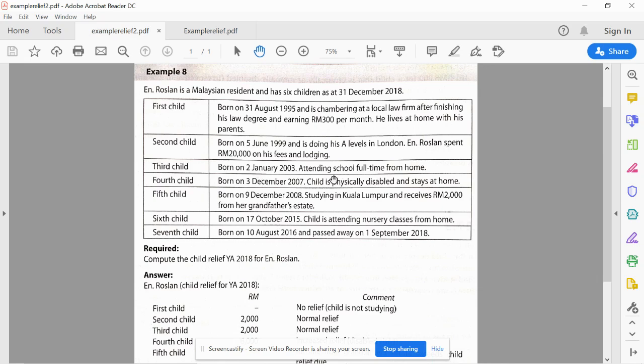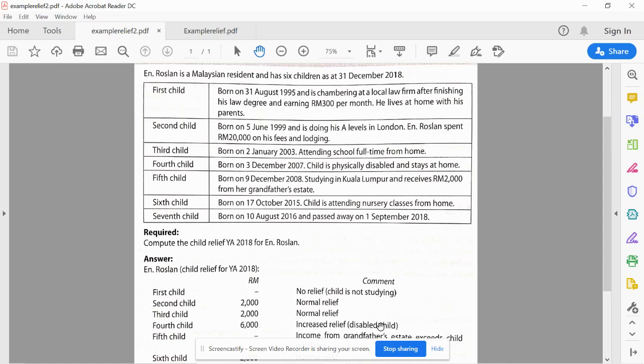The third child attending school full time from home. Again, normal relief, below 18 years old. The fourth child, disabled and stays at home. Okay, for a disabled child, if you remember, the relief is 6,000 ringgit. Okay, for the fourth child.